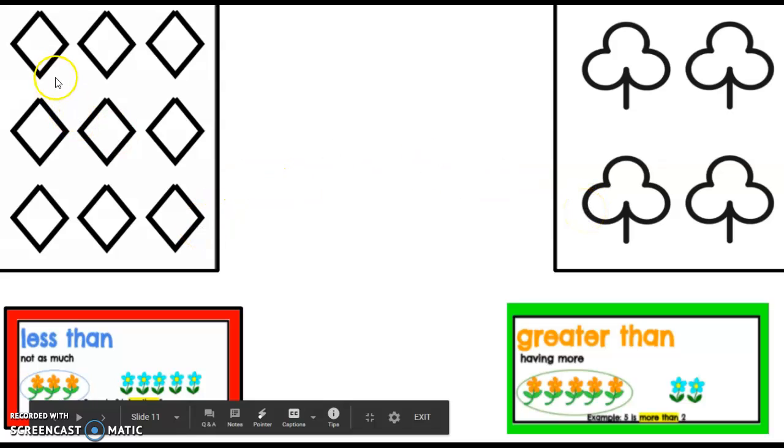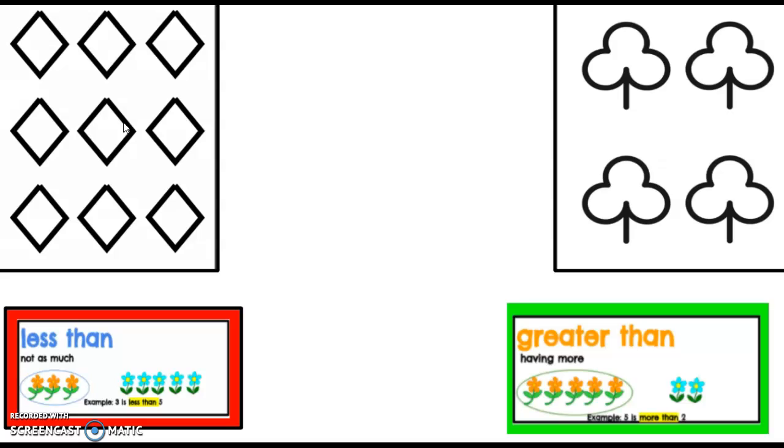Okay, so let's see how many rhombuses we have. Ready? Let's count. 1, 2, 3, 4, 5, 6, 7, 8, 9. So we have 9 rhombuses. Now let's look at our three-leaf clovers. 1, 2, 3, 4. So we have 4 three-leaf clovers.